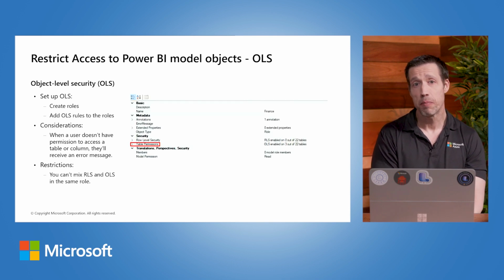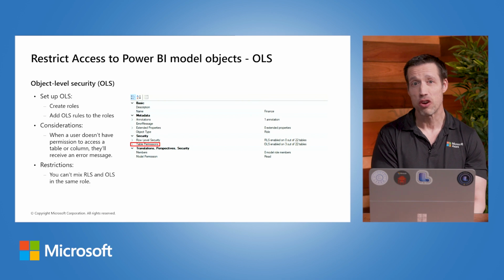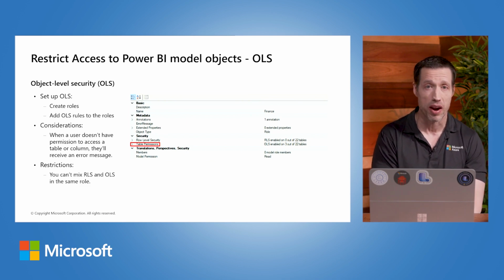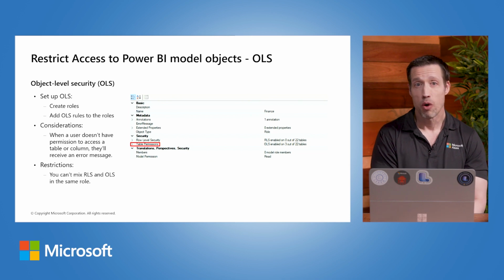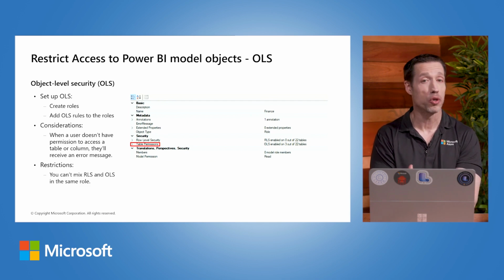With XMLA endpoints, you can use a client tool like SSMS and third-party tool options too, like Tabular Editor, which is an open source tool for creating, maintaining, and managing models. This will be your go-to for default semantic models in Fabric lakehouses and warehouses. Once you've added the OLS rules, you can publish the model to Fabric. Use the same process as for RLS to map accounts and security groups to the roles.